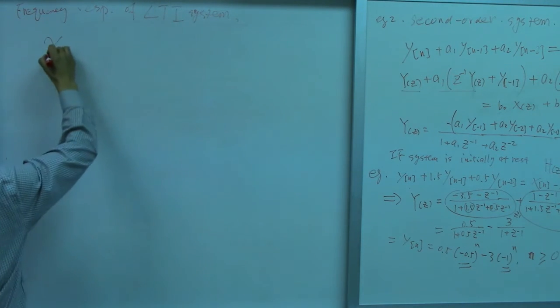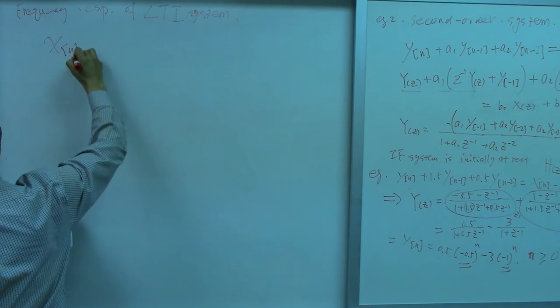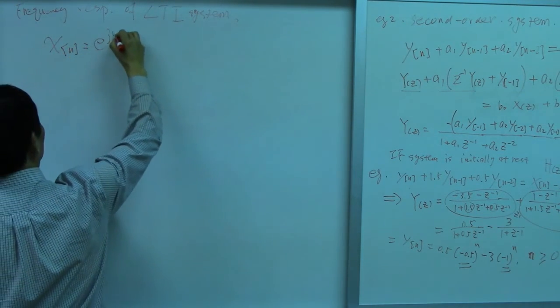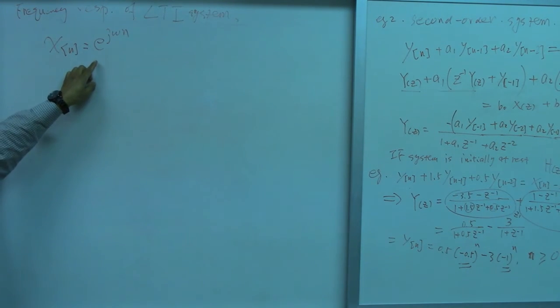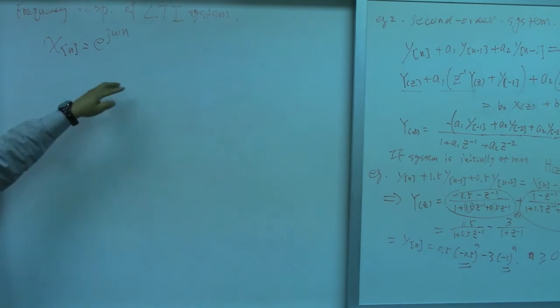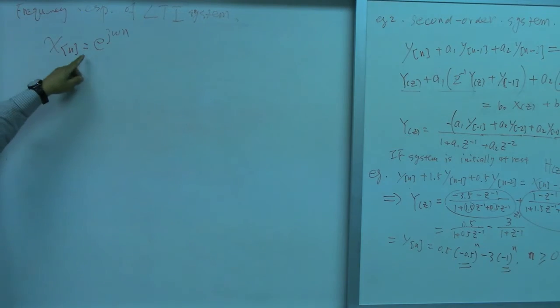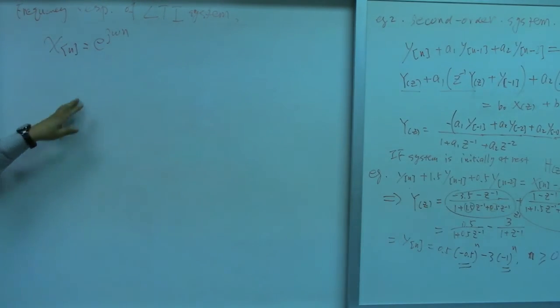Suppose the input, let me make this discrete, equals e to the j omega n. So this is a sinusoidal function. The frequency equals omega. Always this is exponential. Recall Euler's identity: this one is cosine omega n plus j times sin omega n. So instead of cosine and sin functions, we prefer these exponentials. We already discussed the reason before, so I won't repeat that.